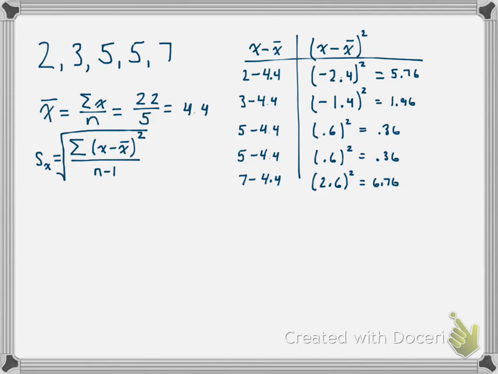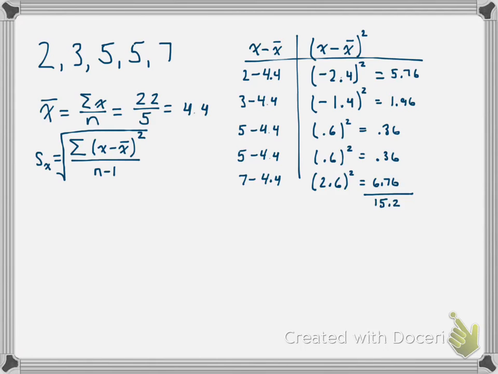So at this point we have taken care of the x minus x bar, and we've squared it. The next move is to take the sum and then to divide by n minus 1. So I'm just going to put a little bar underneath here and add those values together. And we've got 15.2 for our sum of squared deviations.